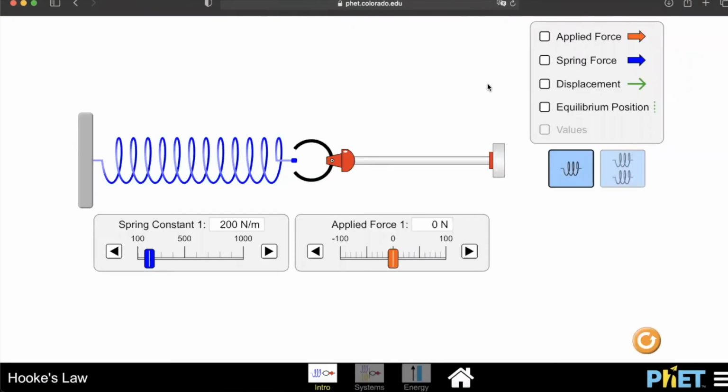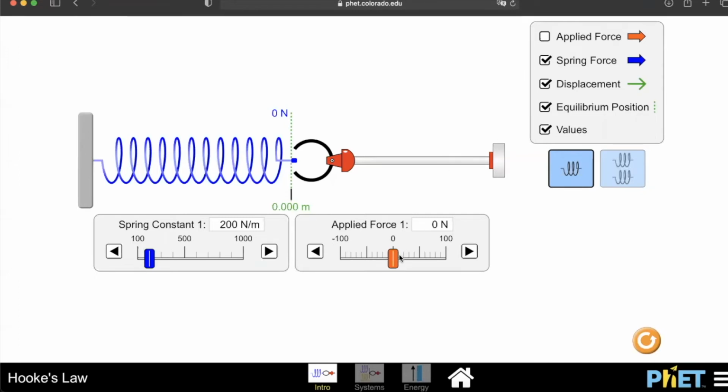Hooke's law allows us to find a relation between the displacement of a spring from its natural length and the force that the spring applies. Keep in mind that in this simulation, the spring is horizontal, which means that there is no force of gravity, and that means that the equilibrium position and natural length are the same. So we can check all of these except applied force.